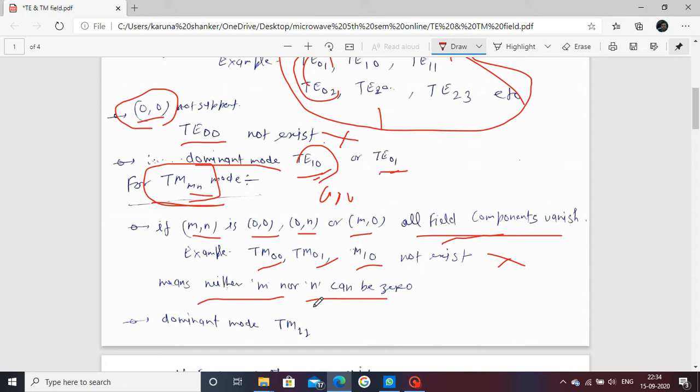Means if we want TEmn mode, then any one value of m and n is not 0, so it is always present. Suppose, for example, we take TE12, TE23, TE34: the 01 form is not present, the 10 form is not present, and one example is TE11. This is also the dominant mode. The lowest cutoff frequency mode is called the dominant mode.